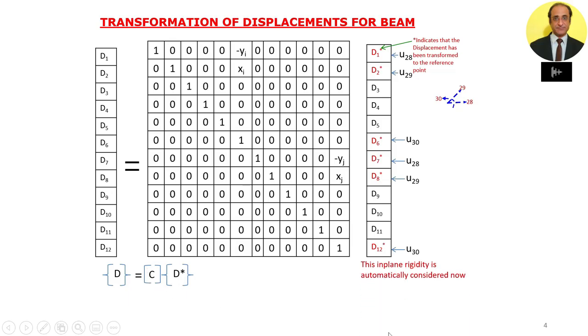So this takes into account now the in-plane rigidity of the beams in an automatic fashion, because now the two endpoints of the beam will undergo displacement such that the relative distance between them remains unaltered. So as a result, the axial force and the lateral bending moment is 0. This matrix C is called as the displacement transformation matrix. So it basically transforms the displacements at the two ends of the member in terms of the displacements of the reference point.